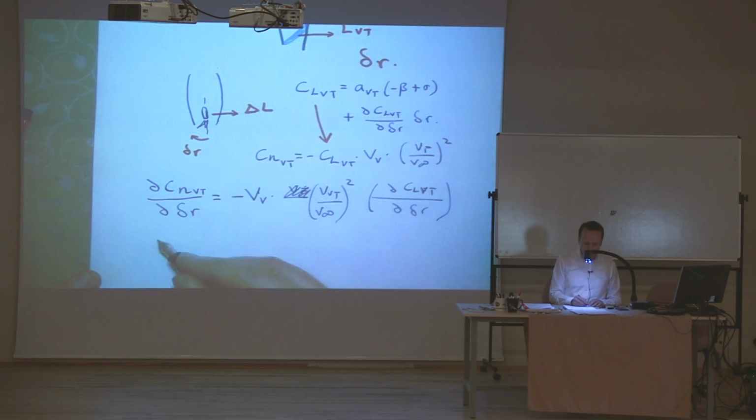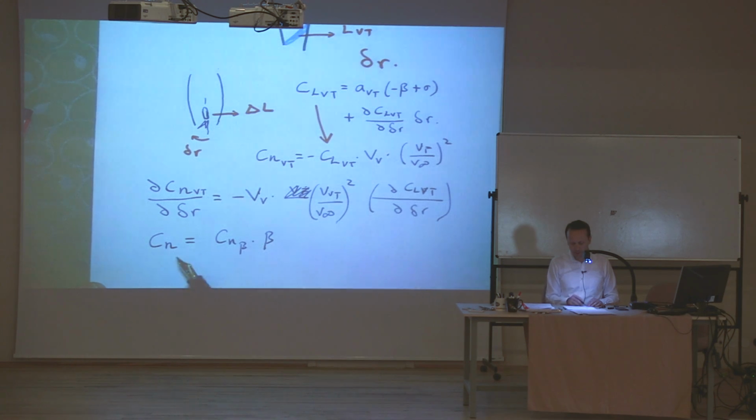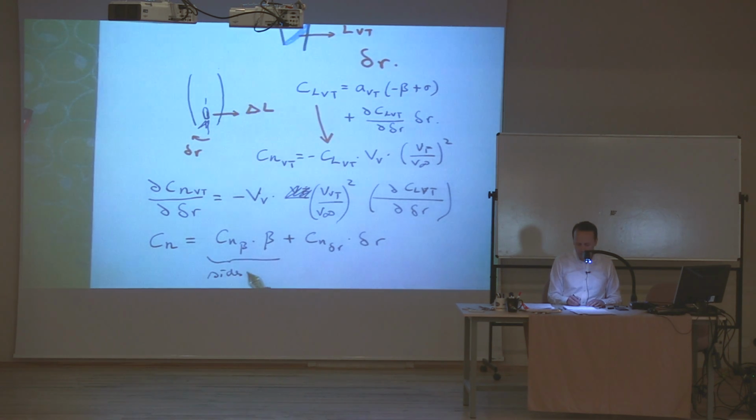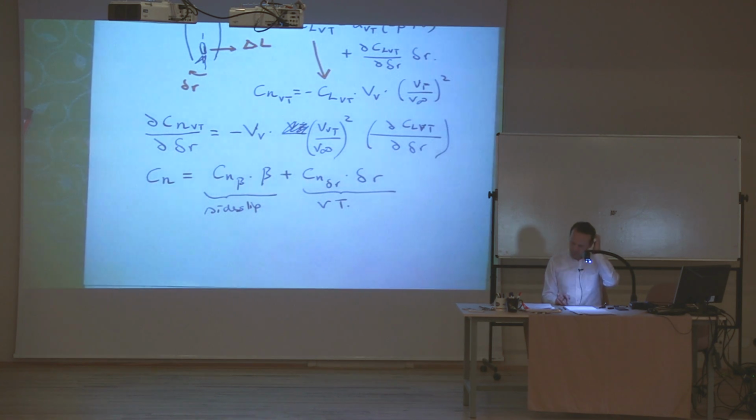So Cn for the vertical tail is then simply Cn beta times beta. And now I'm leaving out the vertical tail subscripts over here, plus Cn del R times del R. This is because of the side slip, and this is because of the vertical tail. Vertical tail and the side slip.